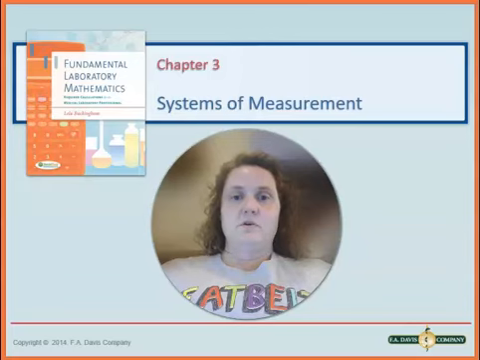Welcome to the lecture material for systems of measurement for MLT 115. In this unit, we're going to discuss things like common prefixes, measurement systems used in the medical lab field, and how to complete conversions between different units of measurement.